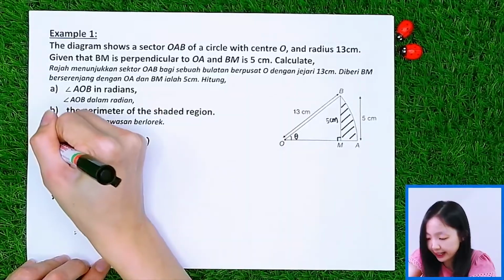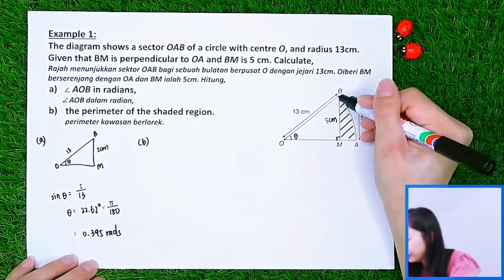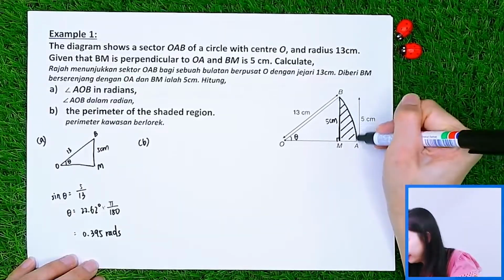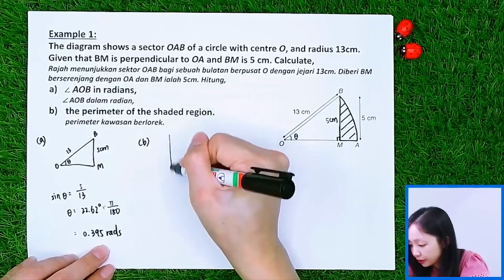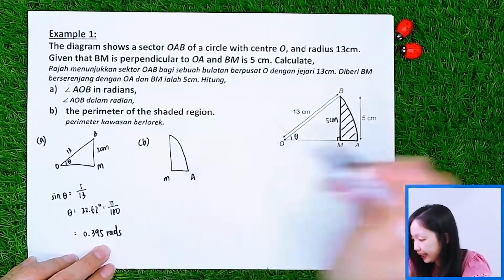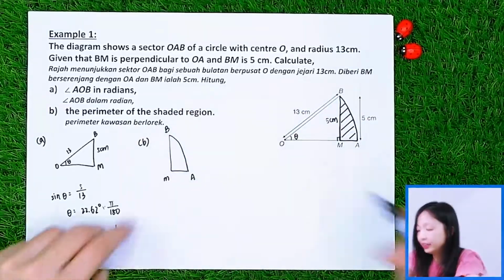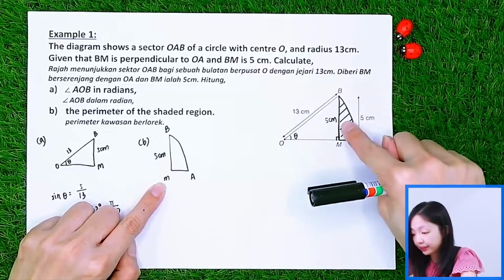So we go to part B. This was part A. Part B asks for the perimeter of the shaded region. So we have to find the perimeter of this shaded region. Let me draw out this part. Here is M, here is A, here is B. Here is 5 cm, BM is 5 cm, which the question already gave us.